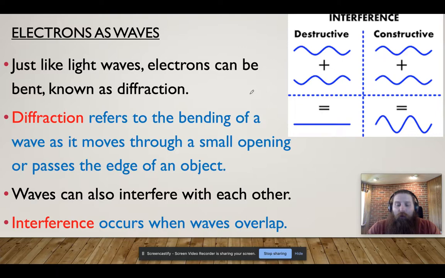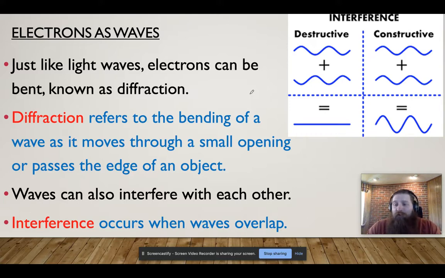Now, when we're looking at the wave nature of electrons, the particle nature is Heisenberg. The wave nature is just like we would be examining light. So you can diffract electrons, you can bend them. Whenever you put electrons through a small opening, or if they go around the edge of an object, this is called diffraction. You're bending the paths of those electrons.